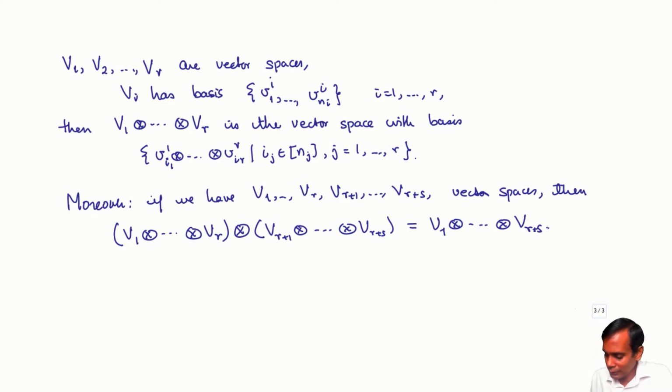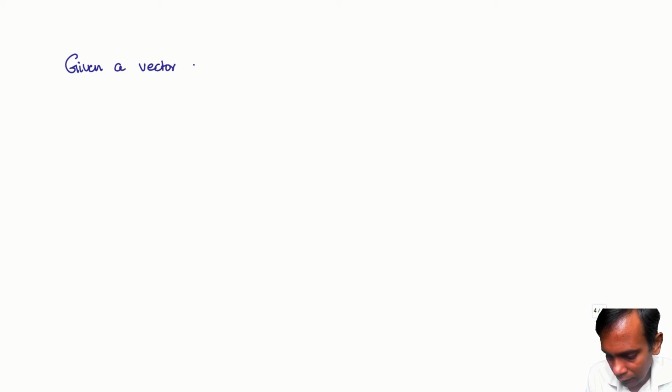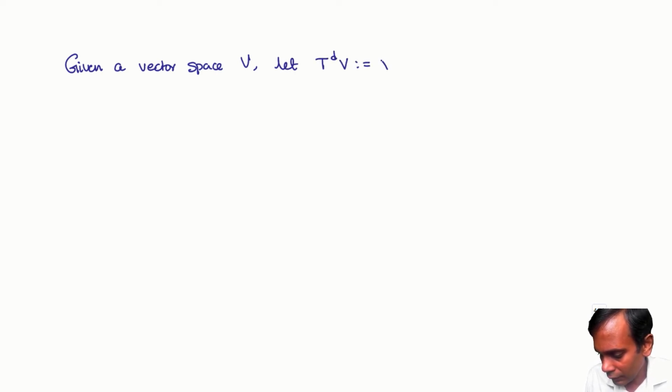Okay, so now let's apply this to a single vector space V whose tensor product we take with itself repeatedly. So now given a vector space V, let T^d V, we define to be V tensor V tensor V tensor V, this taken d times.